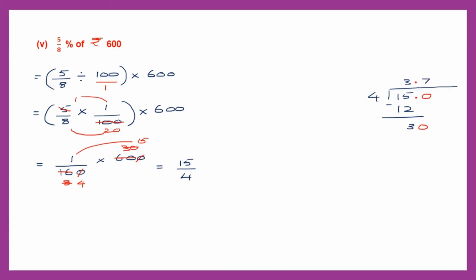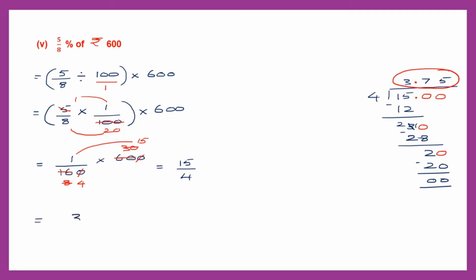4 sevens are 28. When I subtract here, 30 minus 28 is 2. So again my remainder is not 0. So I'm going to continue my division by putting a 0, bringing that 0 down. Now my number is 20. 4 fives are 20. So now when you subtract, the remainder is 0. So we have got our quotient as 3.75. So that is our answer.